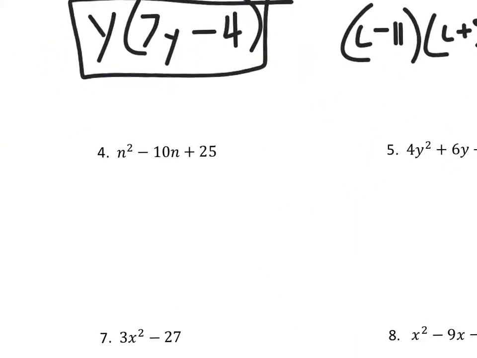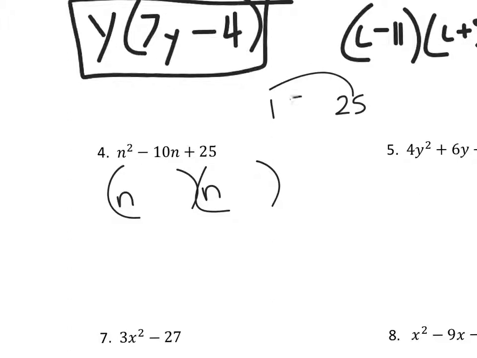Okay, number 4, there's no greatest common factor, and the a is not equal to 1. So I'm going to do factors of 25 that add up to negative 10. So 2 numbers that multiply to be 25 and add to be negative 10. I write n and n because that's how I get n squared. Factors of 25 are 1 and 25 and 5 and 5. It's got to be negative 5 and negative 5, because negative 5 plus negative 5 is negative 10 and negative 5 times negative 5 is 25.